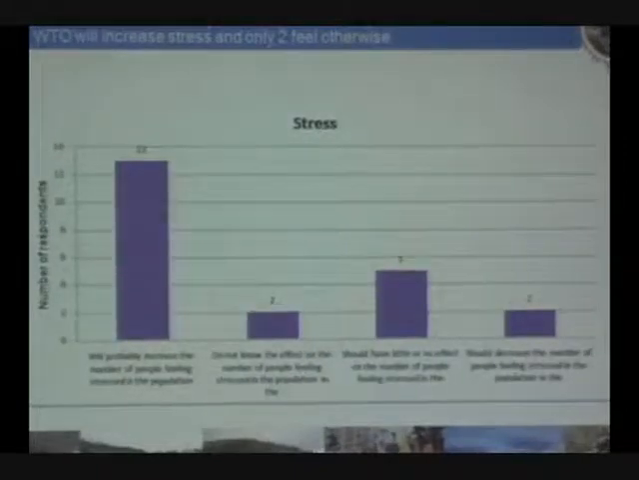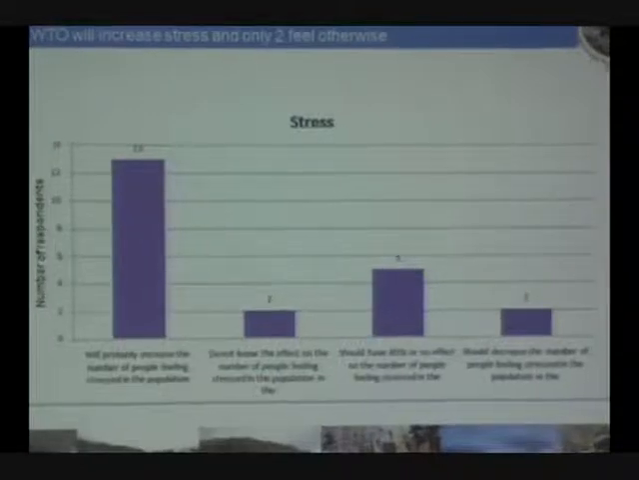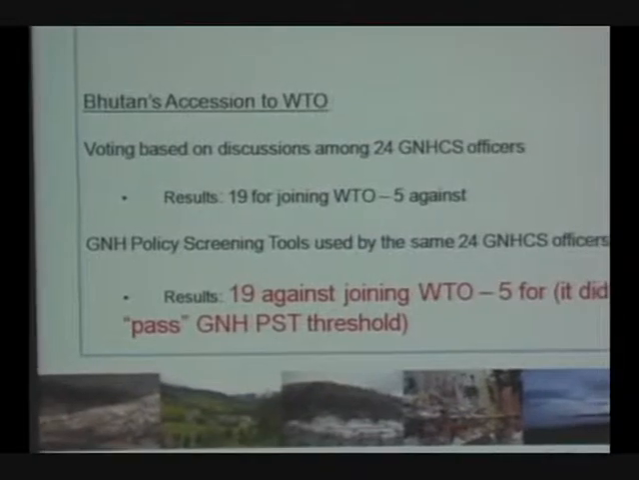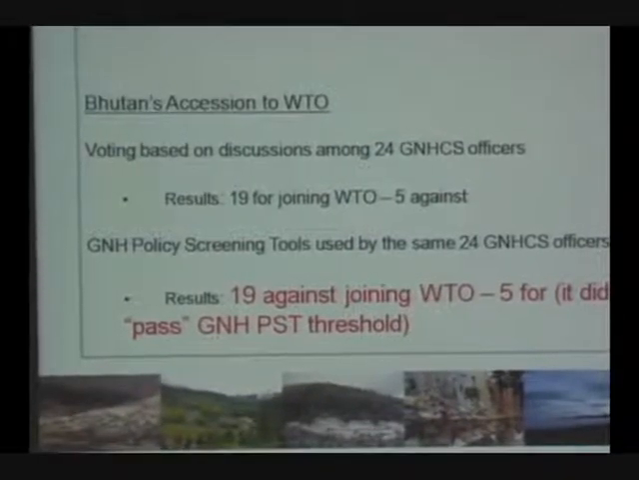Stress. In terms of the variable stress, 13 felt joining the WTO will probably increase the number of people feeling stressed in the population, and only 2 felt it should decrease the number of people feeling stressed in the population. Having done that, they voted, and this was the result. It was the exact opposite.